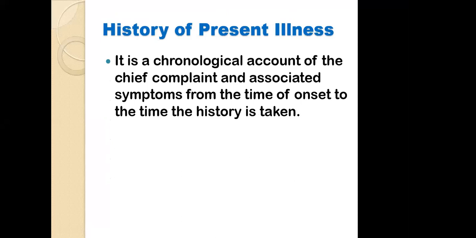So you want to know the history of the present illness, very critical. The history is a chronological account of the chief complaint and its associated symptoms from the time of onset to the time the history is taken. So from when it started to that time when they are before you, when they are in the clinic or when they're on the ward. So everything which is associated.